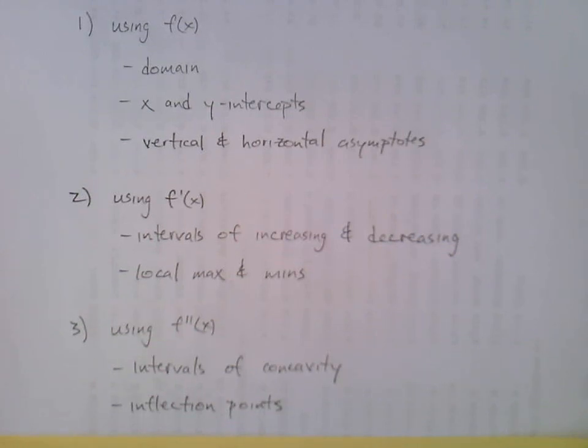So starting off just by looking at the original function f of x, we'd like to determine the domain, get the x and y intercepts. That will be handy information. And then determine any vertical and horizontal asymptotes. Okay. Then we're going to move on, and using the first derivative, we're going to find intervals of increasing and decreasing. And right off of that, we can get the local maxes and mins. Finally, using the second derivative, we're going to get those intervals of concavity and the inflection points.